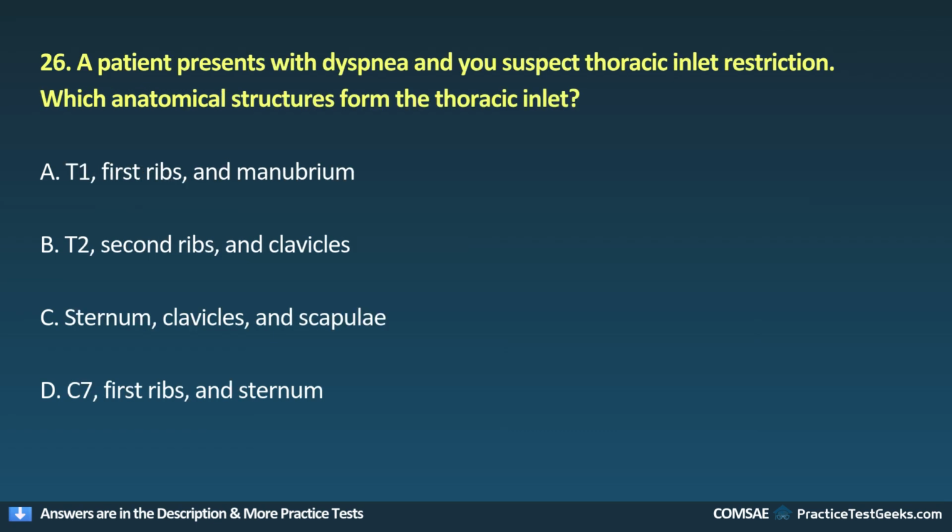26. A patient presents with dyspnea and you suspect thoracic inlet restriction. Which anatomical structures form the thoracic inlet? A. T1, first ribs and manubrium. B. T2, second ribs and clavicles. C. Sternum, clavicles, and scapulae. D. C7, first ribs and sternum.